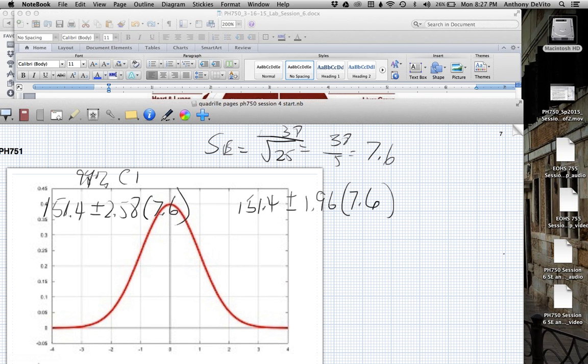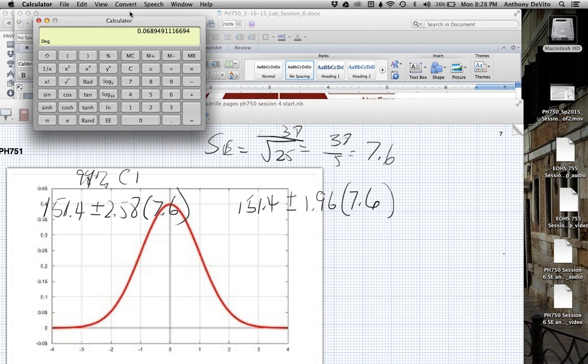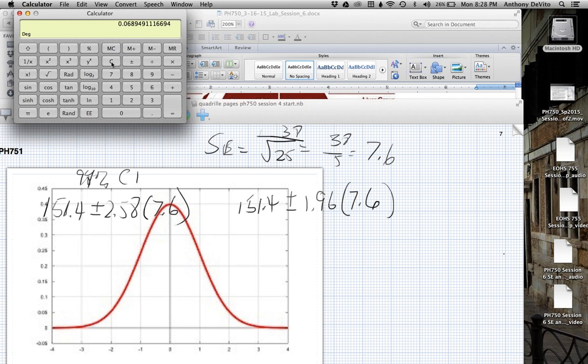Okay, so let's figure this stuff out. Can you guys work on it yourself? We'll compare our answers as we get done. 2.58 times 7.6 equals 19.6.